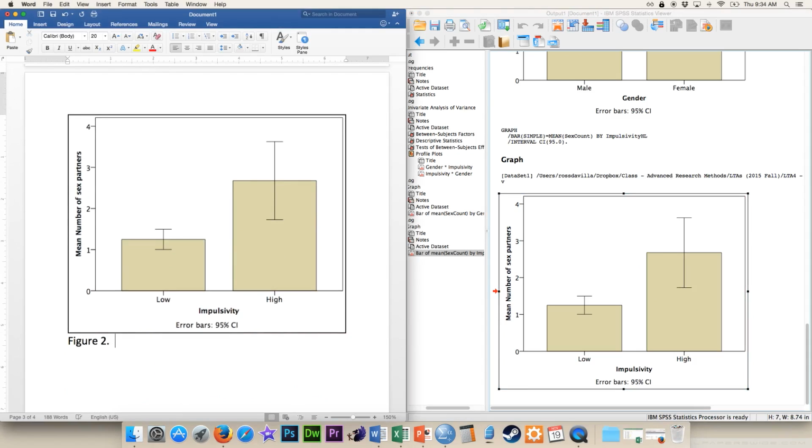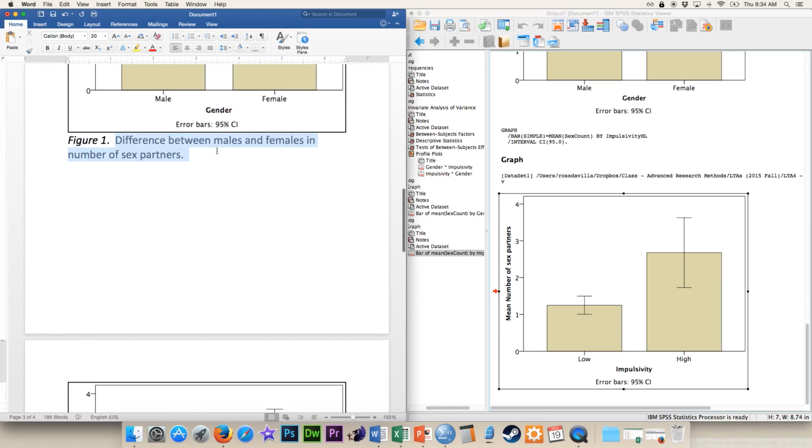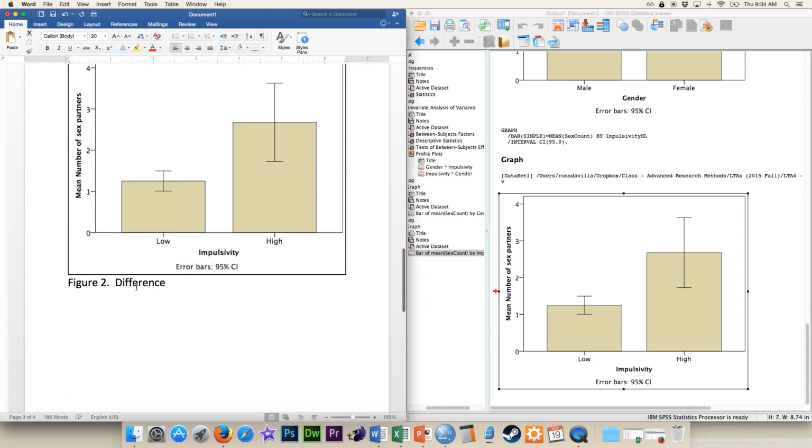And I'm just going to go difference. Well, I'll sort of just copy and paste what I had here, but instead of males, females, I'll go between those who were low in impulsivity and those who were high in impulsivity in number of sex partners. And again, just italicize where it says figure 2.